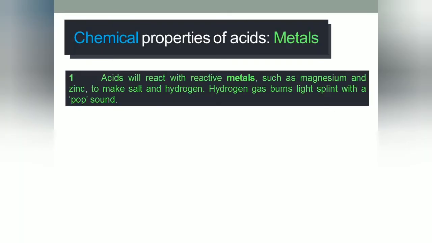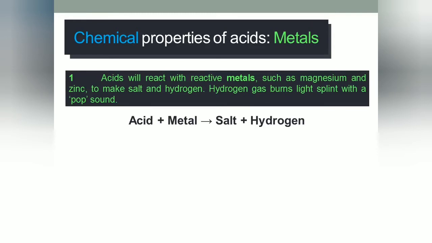We are now going to learn about the chemical properties of acids. From your Secondary 1 syllabus, we have learned the 3 general reactions of acids: acid reacting with metals, acid reacting with carbonates, and acid reacting with alkalis. So now, let's go through the first reaction. If you can recall, acids react with metals to form salt and hydrogen.